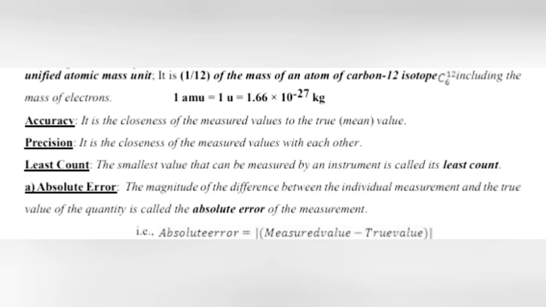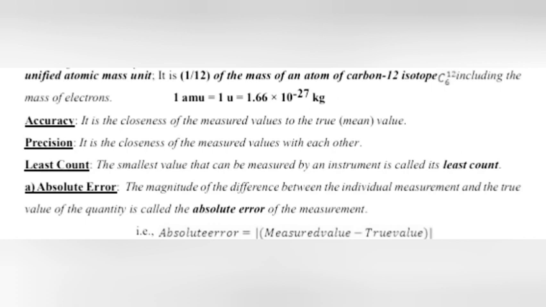Accuracy. It is the closeness of the measured values to the true mean value. Precision. It is the closeness of the measured values with each other. Least count. The smallest value that can be measured by an instrument is called least count.